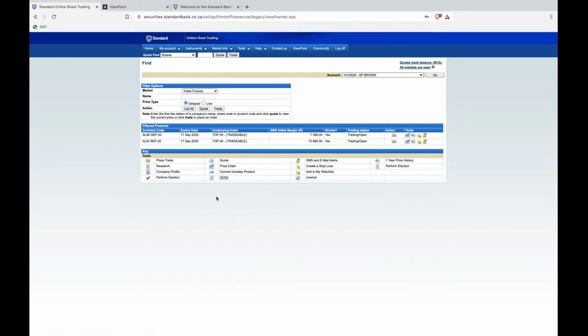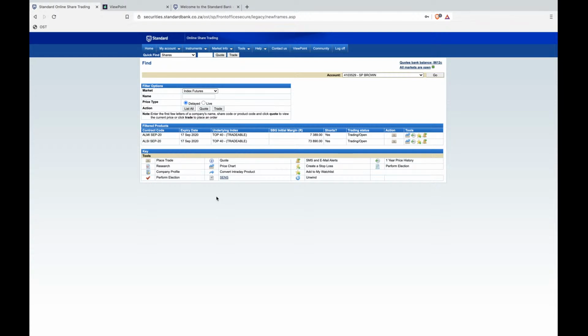There are only two index futures that online share trading offers. That is the ALSI and the ORMI. The ORMI is effectively a mini contract at a rand a point, the ALSI being the major contract, the main contract, which operates at 10 rand a point. They are again expiring 17 September.